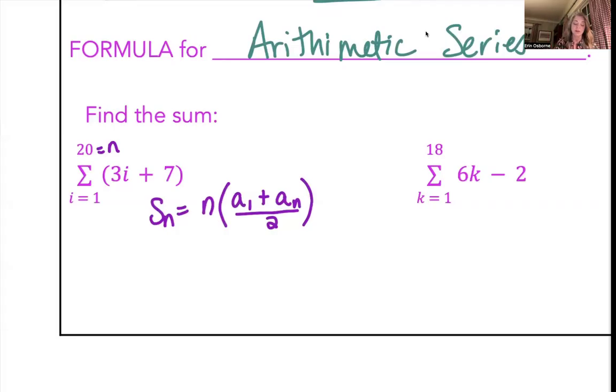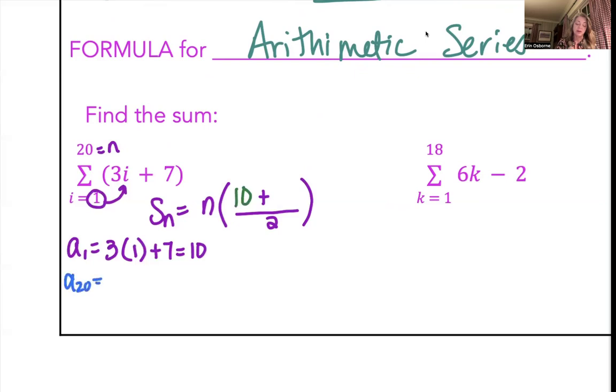Now, as I start to fill in some of this stuff, I realize I need a sub 1. What do I do? I plug in a 1 to my rule. And so I take 3 times 1 plus 7 to get 10. So I'm going to go ahead and erase this and put in a 10, but I'm going to make it stand out where I'm filling everything in. Now I need a sub n, which is really a sub 20. The way I find it is I just get to plug a 20 in for n. That's 67, so it goes here. And n is just 20.